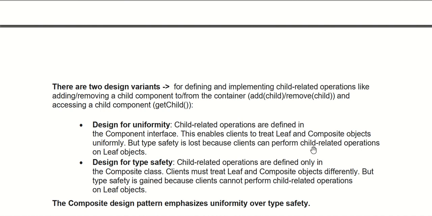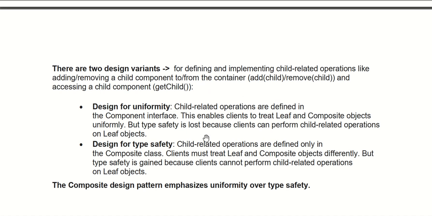Okay, there are two design variants for defining and implementing child related operations like adding or removing a child component to or from the container. So, design for uniformity. Child related operations are defined in the component interface. This enables clients to treat leaf and composite objects uniformly.